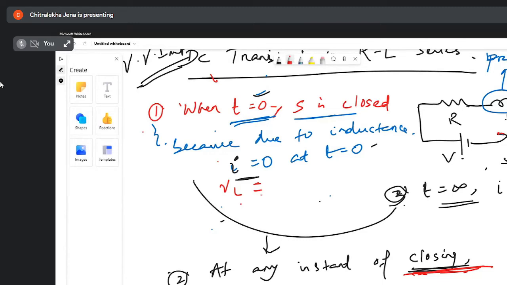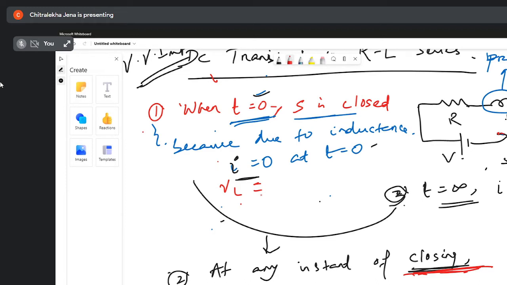Ma'am, because t equals 0, right? Why are you going for complicated things? Simply go to your KVL equation. Your KVL equation is valid when you have closed the switch. So what will be the value of VL? V minus VR.